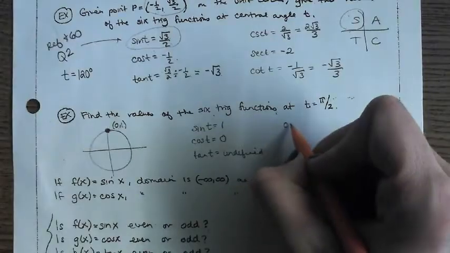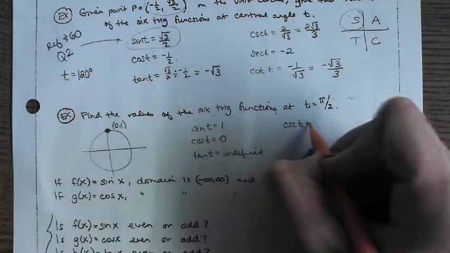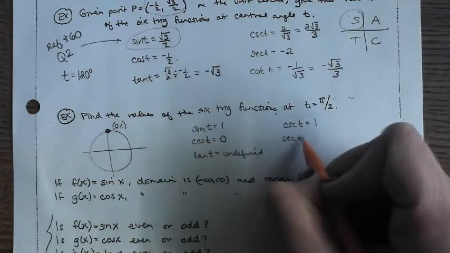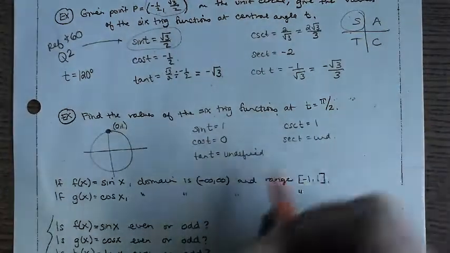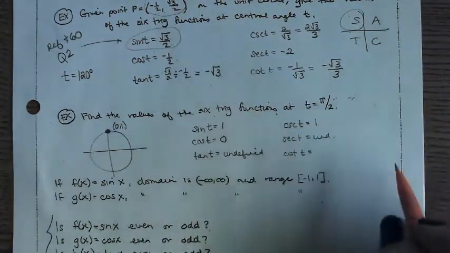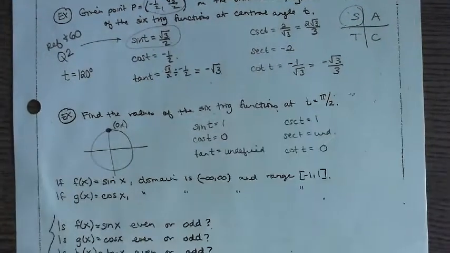And then obviously if we reciprocate, we still get 1. We get undefined. And what happens when you reciprocate an undefined? 0. Something over 0 becomes 0 over something, and therefore it's 0. Okay?